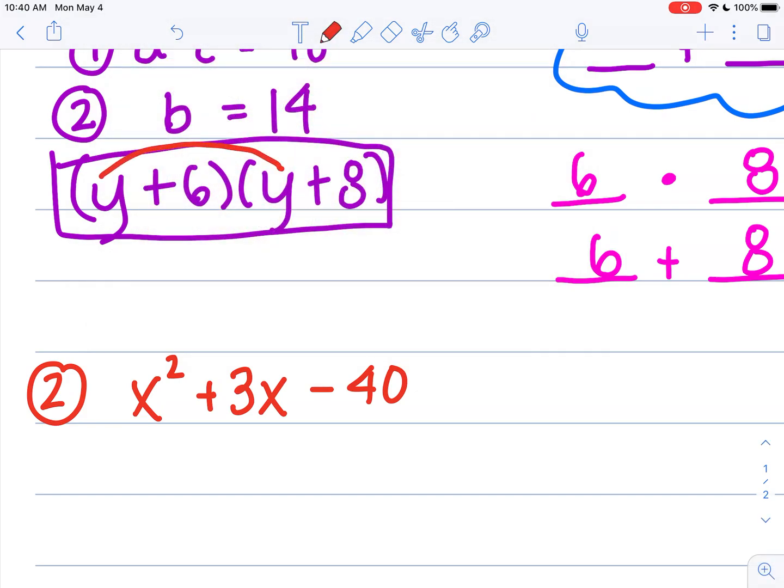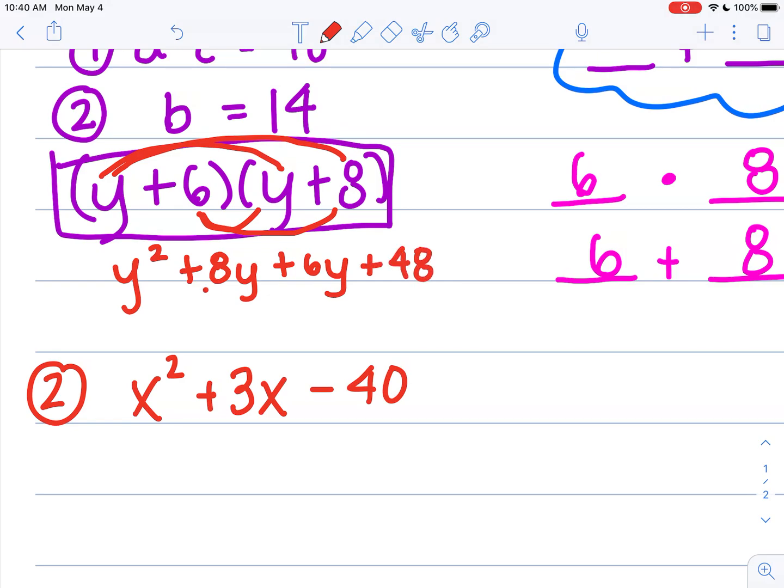So we're going to do y times y, which is y squared, not 2y. Remember y plus y is 2y. Y times y is y squared. Y times 8 is 8y. Always put the number first and the letter after. 6 times y is 6y. And 6 times 8 is 48.